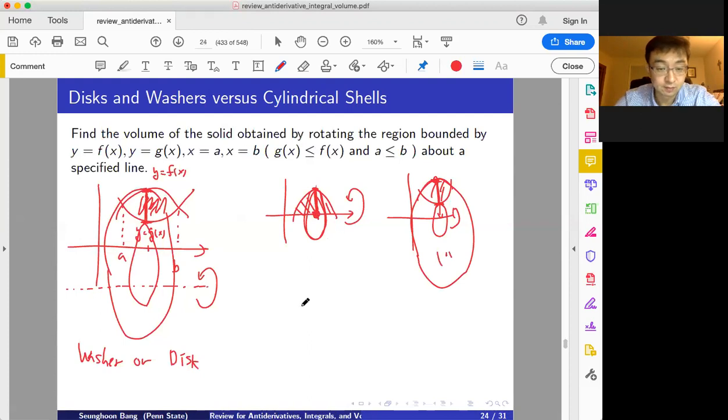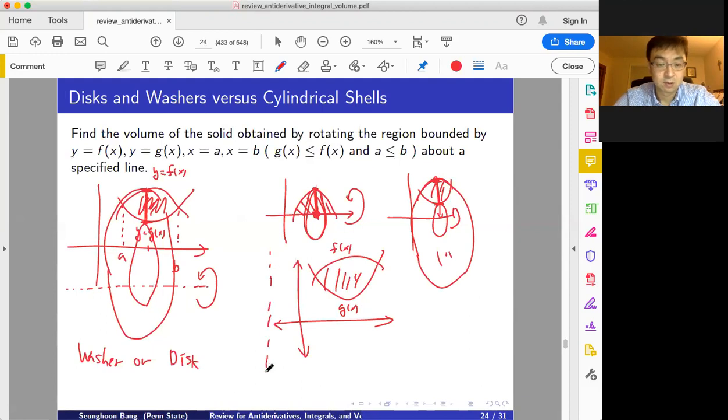The other one. Here, we have the same things. This is f of x. This is g of x. We have the same region. You have to rotate this region about a vertical line. In this case, we have to use the cylindrical shell method. The rotating axis is a vertical line, so you can use the cylindrical shells method.